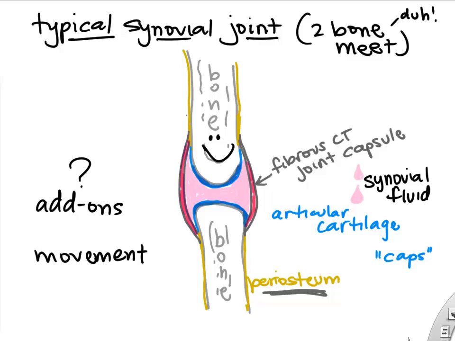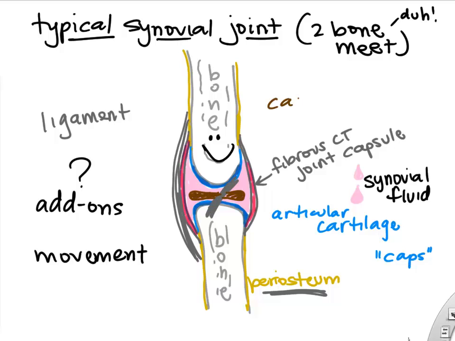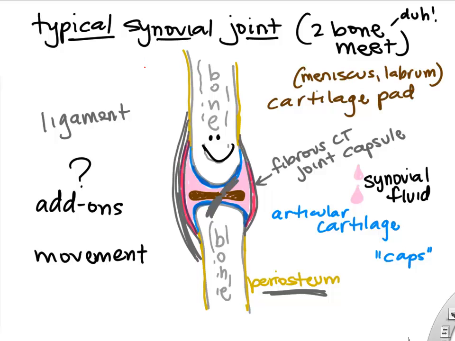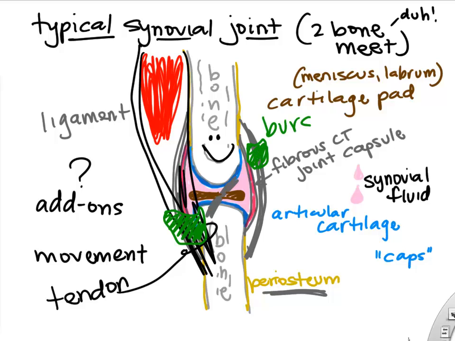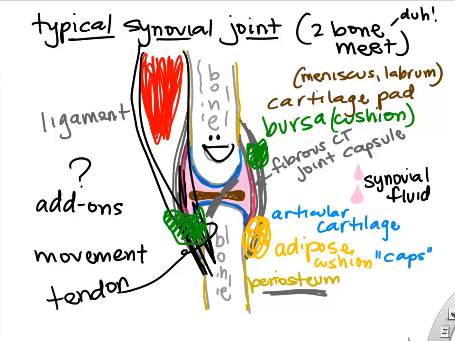We can do some add-ons. Maybe you want to use some ligaments to stabilize that joint. Some ligaments can be in the joint capsule, others are outside the joint capsule. We can even sometimes put in a cartilage pad within the synovial joint, like the meniscus in your knee and the labrum in your shoulder. We can also, of course, have tendons that stabilize our joints as well. Tendons and ligaments can have these little sacs, these little fluid-filled connective tissue sacs called bursa. Again, we don't have a lot of time to learn too much about all of these structures, but you may have heard of them. There's often adipose tissue around our joints too to help sort of cushion things as well.